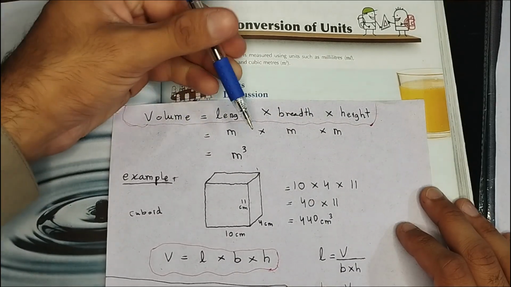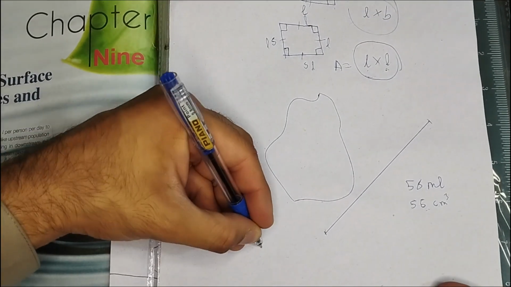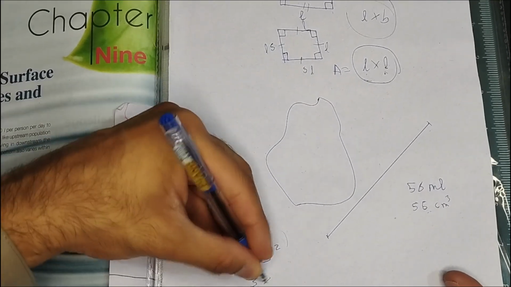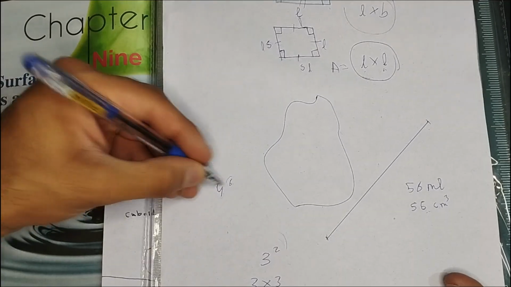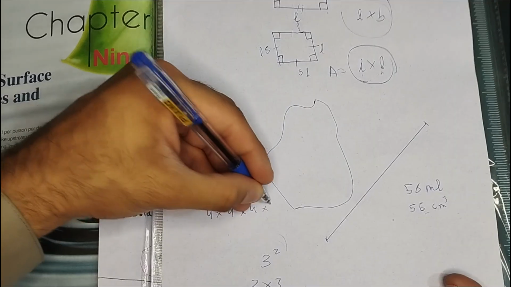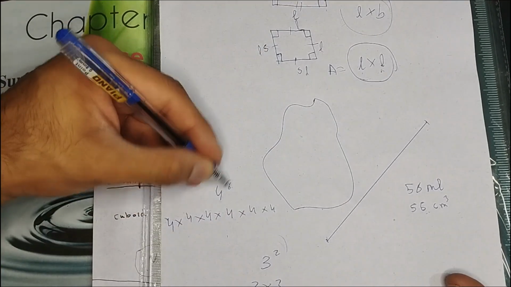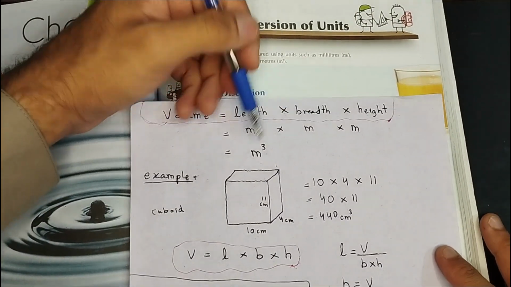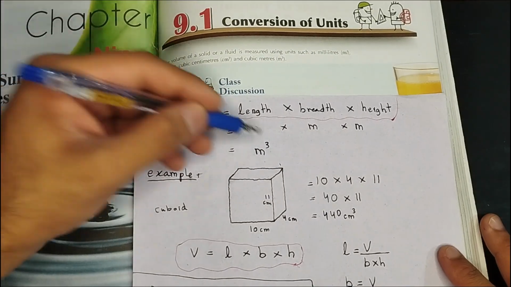As long as you understand what exponents mean, right? Just a recap: if I have 3 raised to the power of 2, what does this 2 mean? 2 means 3 is being multiplied by itself 2 times. I have 4 raised to the power of 6. What does this 6 mean? 6 means 4 is being multiplied by itself 6 times: 1, 2, 3, 4, 5, 6. That's what exponent means, right? So m cube basically means m is being multiplied by itself 3 times, and that's how we get the units of volume in cubes.